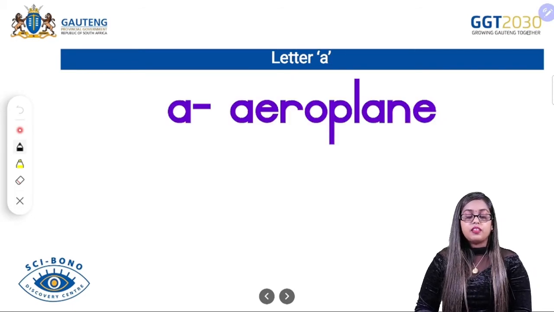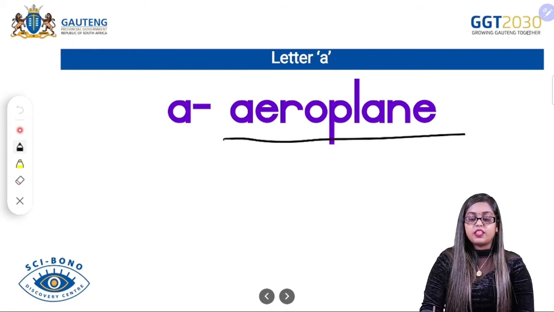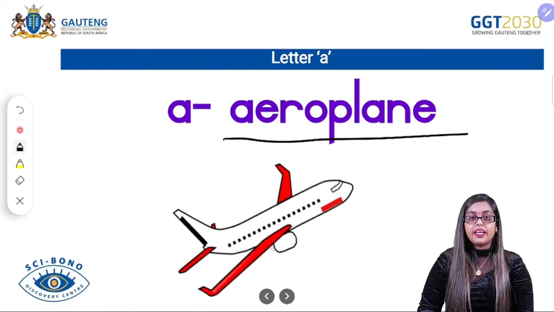Let's look at the next letter. So after ambulance, we have the word aeroplane. This is also quite a long word. So let's spell it out together. A, e, r, o, p, l, a, n, e. Aeroplane. Can you all say it together? Aeroplane. Oof, look at that, it just flew in. I wonder how many people were there.